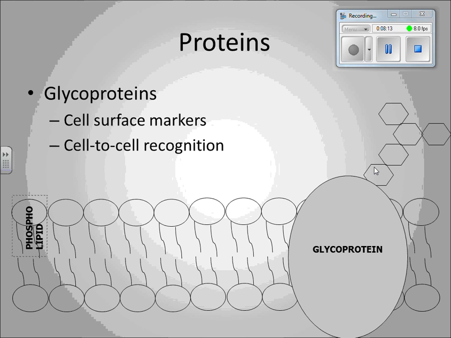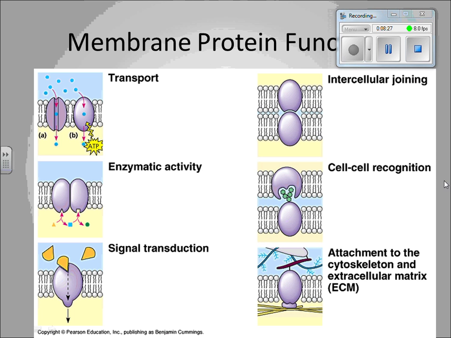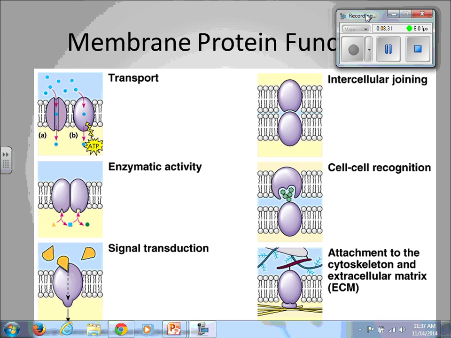We also have glycoproteins. These are cell surface markers for cell-to-cell recognition. They just kind of communicate with other cells. These are all sort of the functions of these types of proteins.